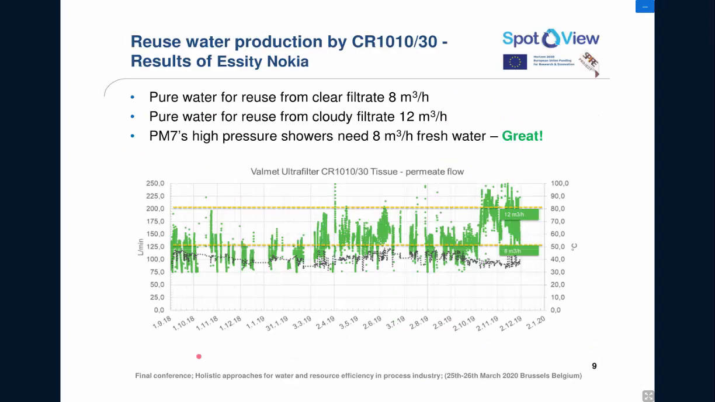And here you can see the flux of the ultrafiltration unit. We use 2 different intake waters to the ultrafiltration: disk filter clear filtrate, and cloudy filtrate. As you can see, with that one unit we can produce up to 12 cubic meters of fresh water per hour. And because paper machine 7 needs 8 cubic meters per hour of fresh water, we can use this kind of machine to take care of the whole high pressure showers' needs for that one paper machine 7.